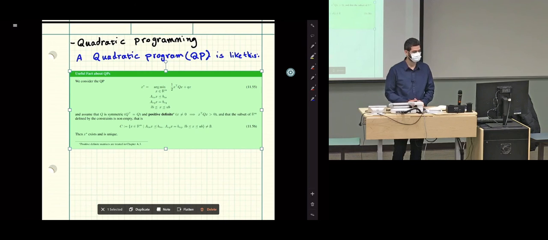X transpose QX, that's called a quadratic form. And in general, a quadratic form can have that linear term plus small q times x. So the goal is to find x that minimizes the quadratic objective cost function. X is a vector in R^n here.